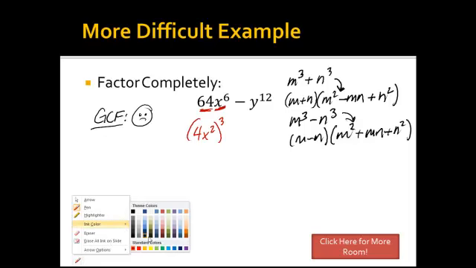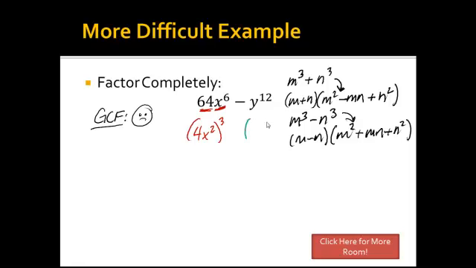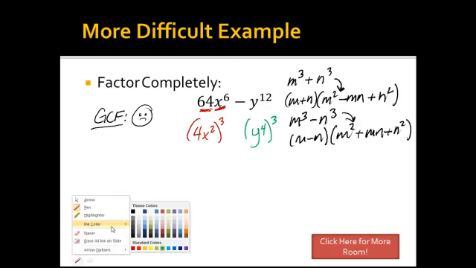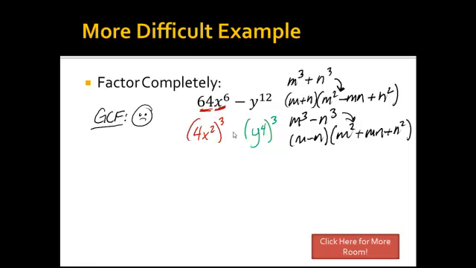And then I'm going to think of the same thing with the second part. y to the 12th. Well, what did I cube to get that? y to the 4th cubed. Alright, so it looks to me like we're looking at a difference of cubes. These are cubes. Alright, cool.